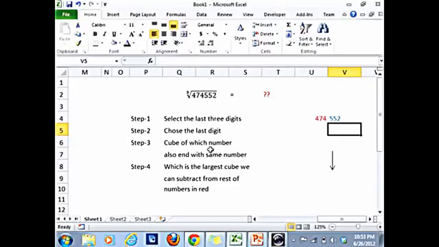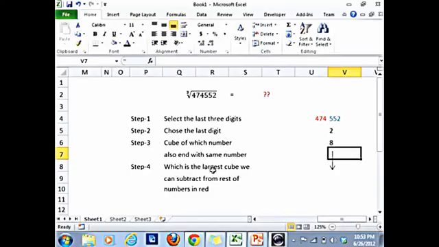And now I will choose the last digit of the number. The last digit is 2. The cube of which number also ends with the same digit? So it's 2. I think the cube of 8 ends with 2. So I write 8 here.